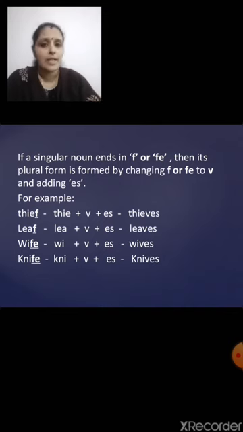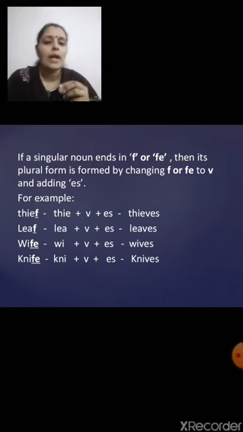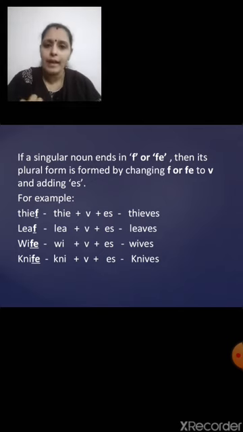Next, L-E-A-F, leaf. Yes? So what's the last letter? F. Now what am I supposed to do? I will take out the f. I'll add v and es. So L-E-A-F, leaf becomes L-E-A plus v plus es, that is L-E-A-V-E-S, leaves, right? What did I do? I removed the f, I put a v there and I added es to it.